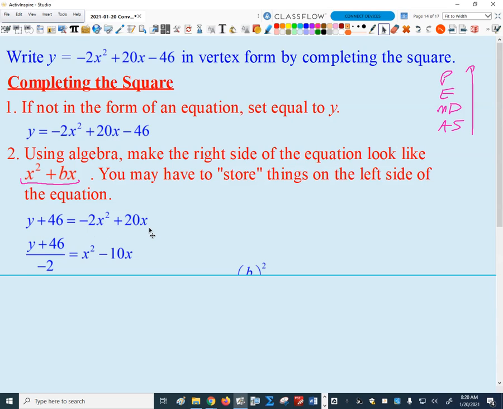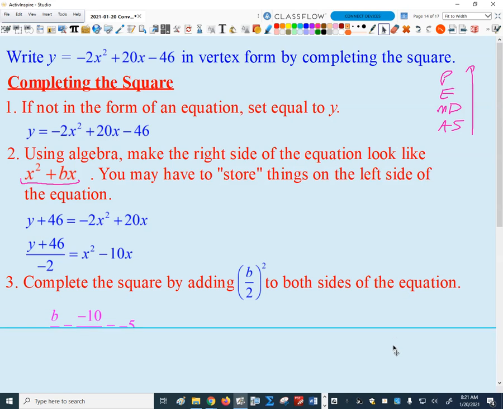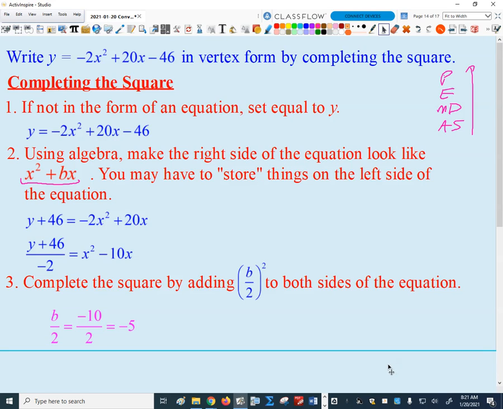So if I divide the right side by -2, I'm just dividing each term by -2, which gives me positive x squared plus 20x divided by -2, which would be -10x. Okay, now we've got to complete the square, right? We set this thing up where we've got x squared plus bx by itself on the right. So now we're going to figure out what is half of b. Well, half of b is -5 because b is -10, right?